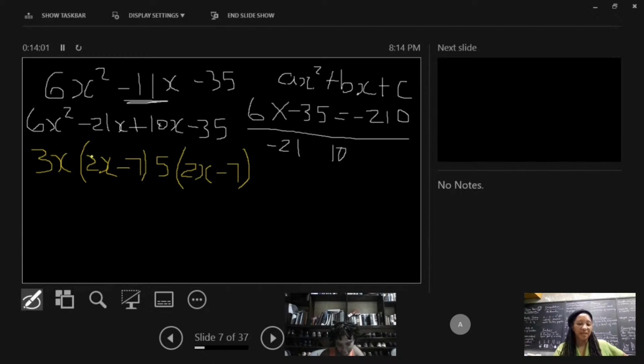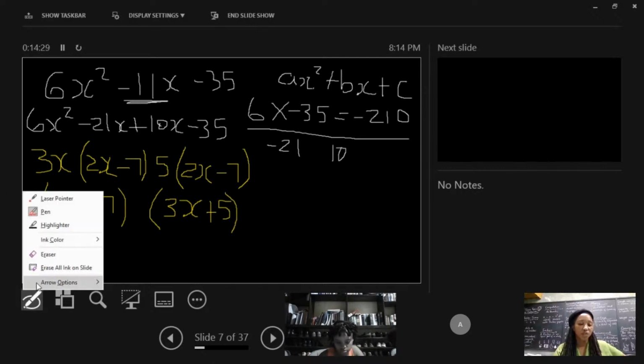So 2x minus 7, you should have the same thing in the brackets here. 2x minus 7 is a common factor, so we write it there. And the other two terms, we put them together, the 3x and the positive 5. So this is our answer. We have now factorized it.